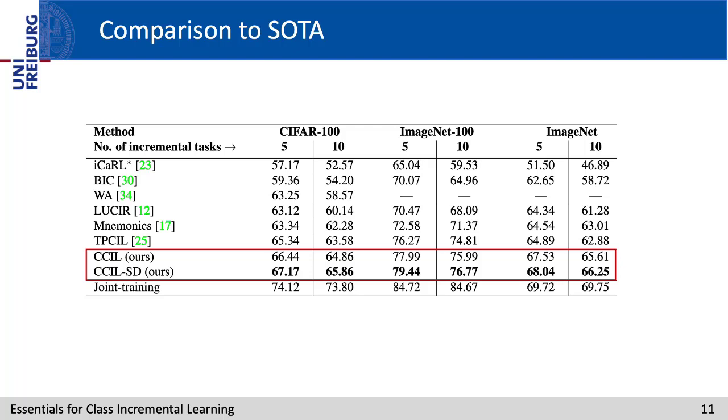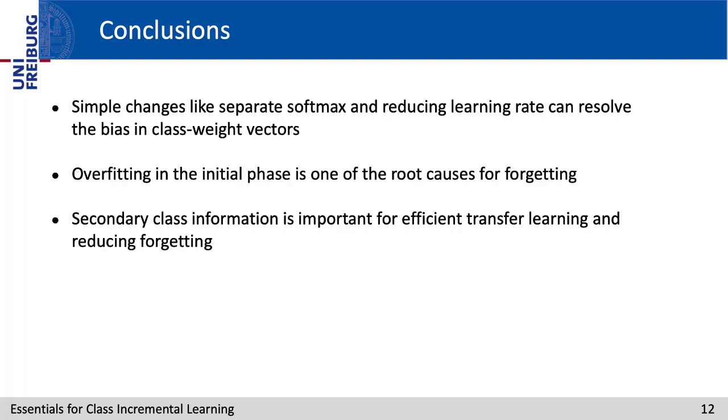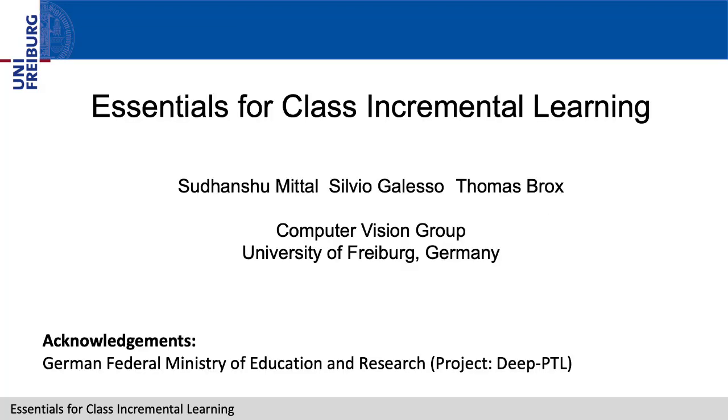So to conclude, in this work, we presented a straightforward class incremental learning system that focuses on essential components. This makes it a good base model for future research. We showed that simple techniques can substantially resolve the bias and improve the incremental learning performance. We showed that overfitting is one of the factors responsible for forgetting. We further showed that boosting secondary information can be the key to mitigate forgetting and ensure efficient transfer learning.